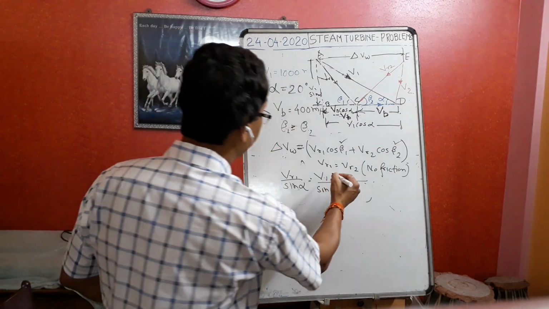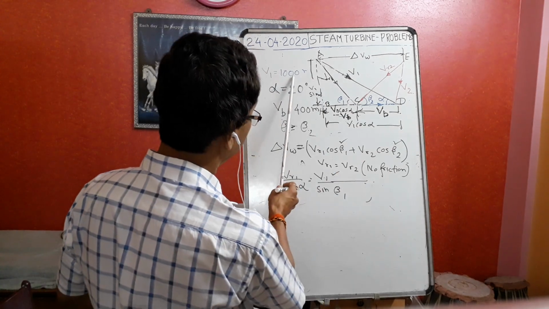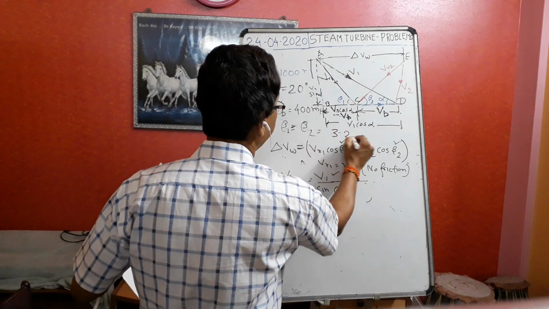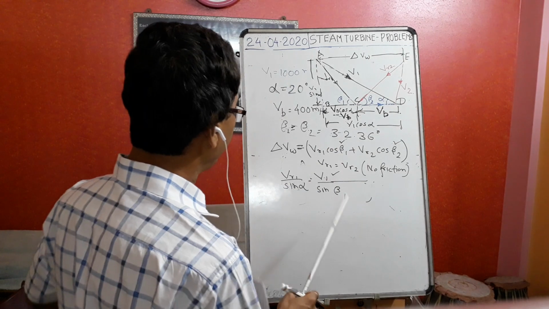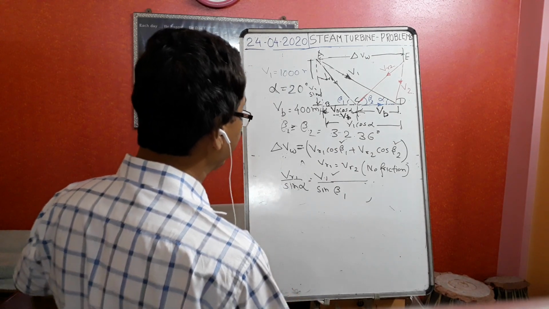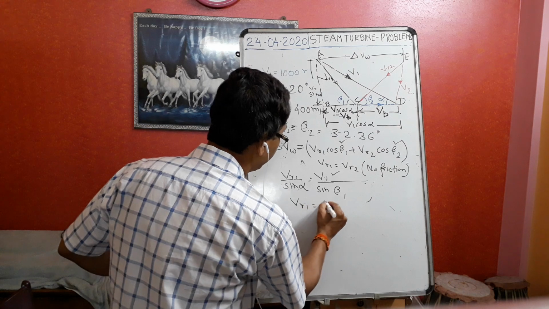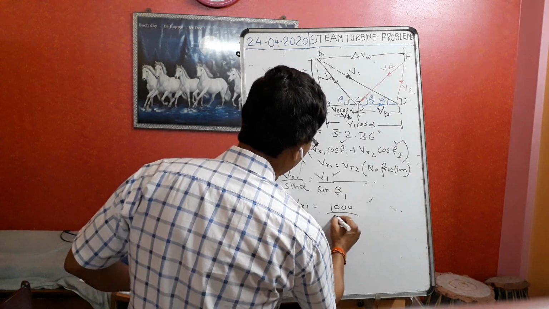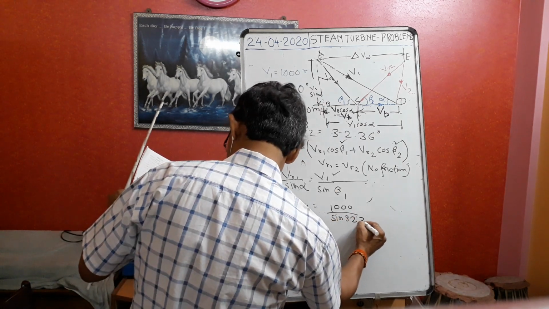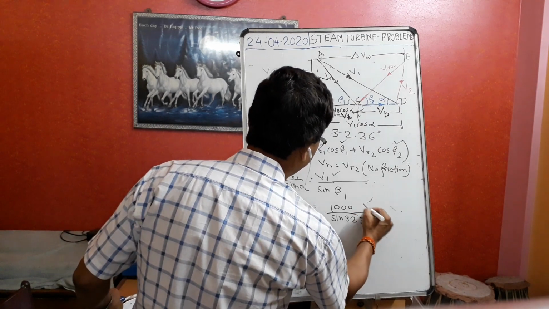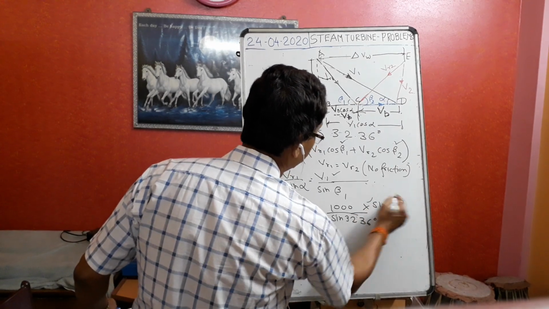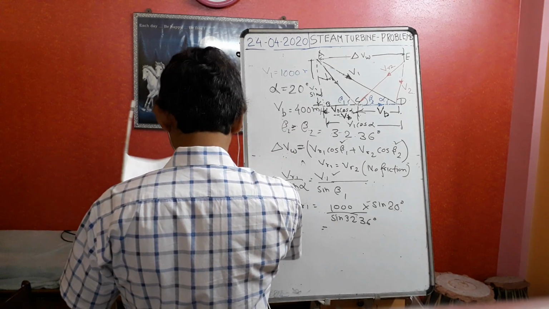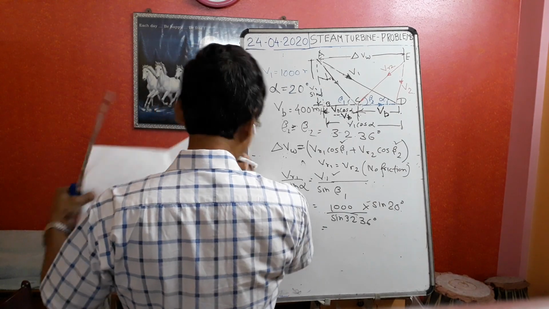Here V1 I know. What is V1? 1000. What is beta 1? Beta 1 is 32.36 degrees. We have found it. Beta 1 I know, alpha is 20 degrees. So Vr1 I can find out. Vr1 will be V1, which is 1000, times sin beta 1, sin 32.36 degrees, divided by sin alpha, sin 20. If you calculate it, we will get Vr1.